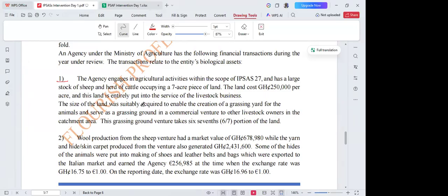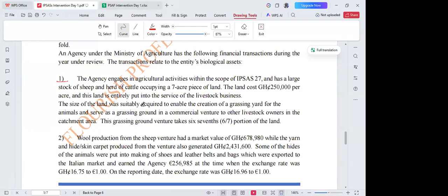Yeah, it's a biological asset, so it will not be treated under agriculture. Yeah, under PPE, it's a biological asset. Are you sure? Your resultant answer is correct, but the beginning is wrong. Yeah, it's a PPE item, I agree with you. But it's not a biological asset.